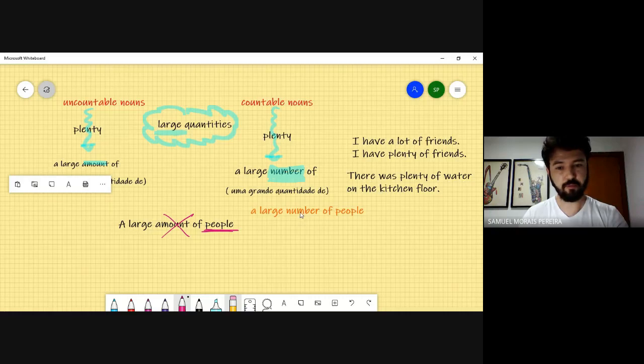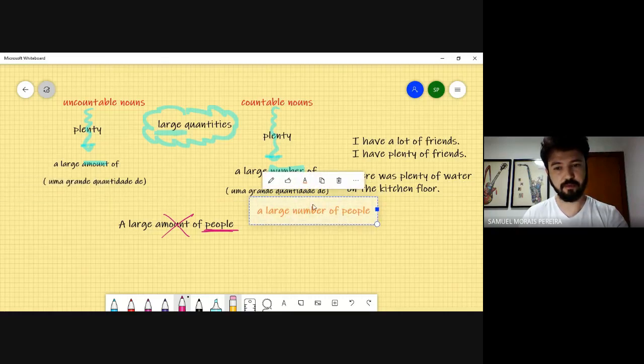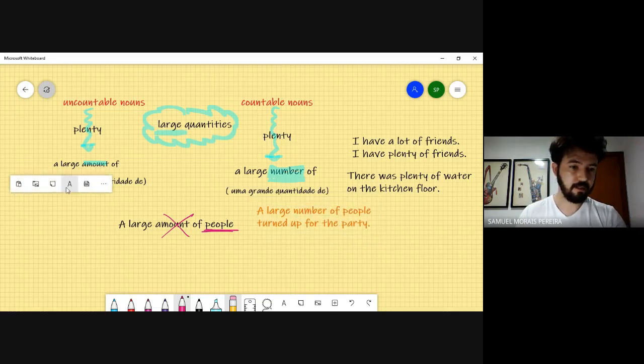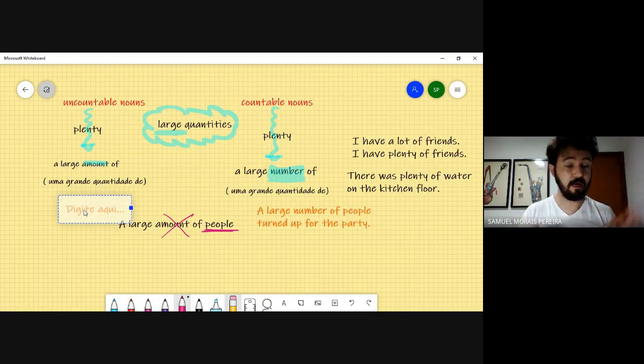Deixa eu dar um exemplo completo aqui primeiro do number of people. Uma grande quantidade de pessoas apareceram na festa. Ó, turned up for the party. Uma grande quantidade de pessoas apareceram para a festa. Now, one example of a word which is uncountable.